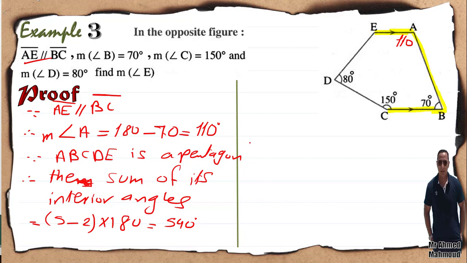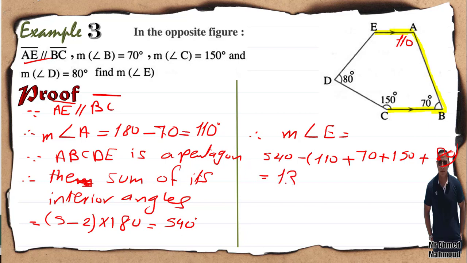Okay, therefore measure of angle E equals 540 minus (110 plus 70 plus 150 plus 80), it's equal 130 degrees.